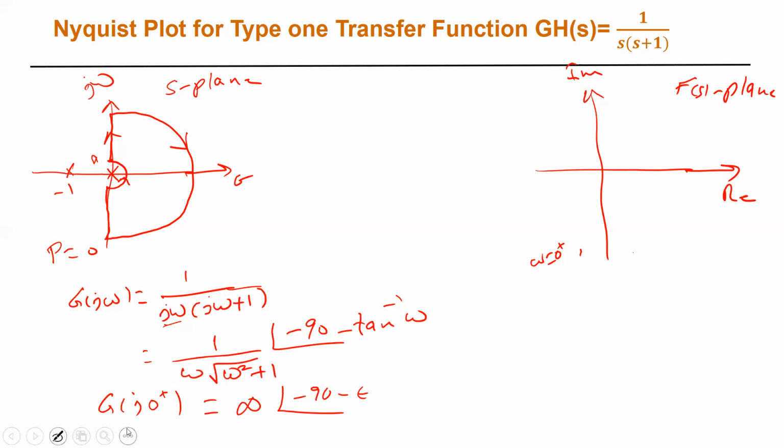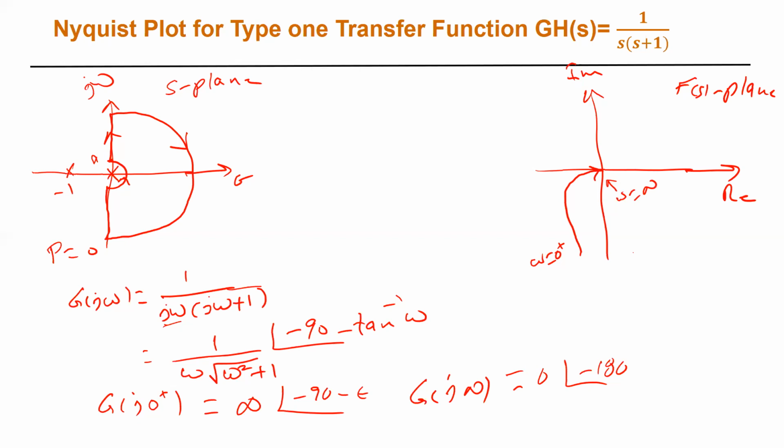Okay. Now take G of j infinity. What's the magnitude? 0, and we have minus 180. So basically, I will be going in this direction. Tangentially, I will approach the 0, but from this side, which corresponds to omega equal to infinity.